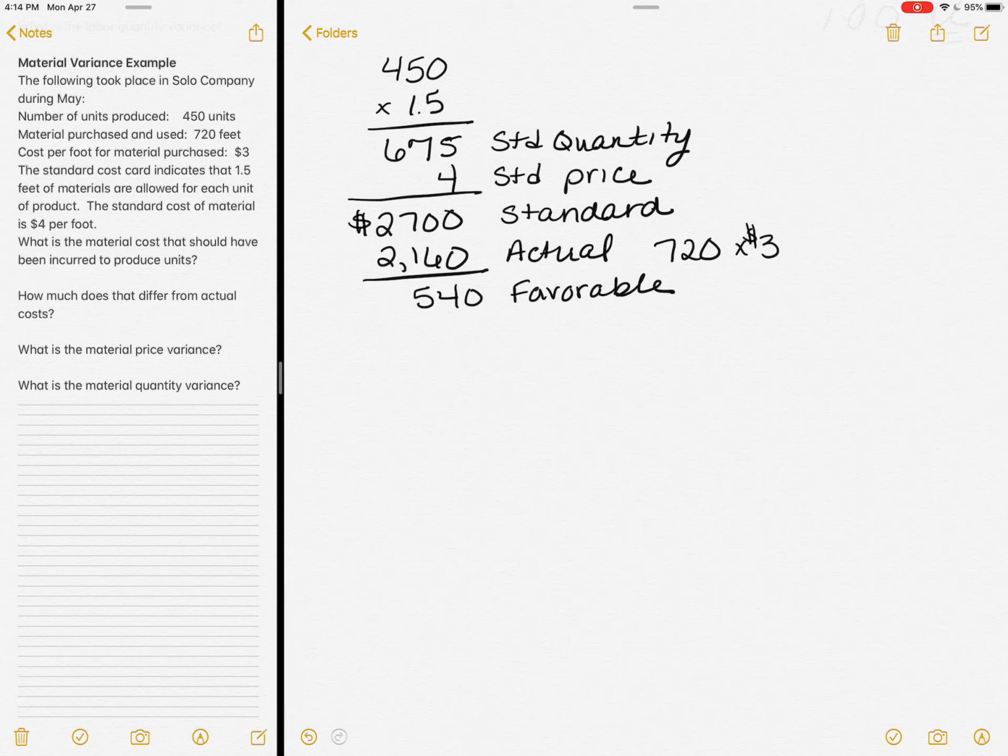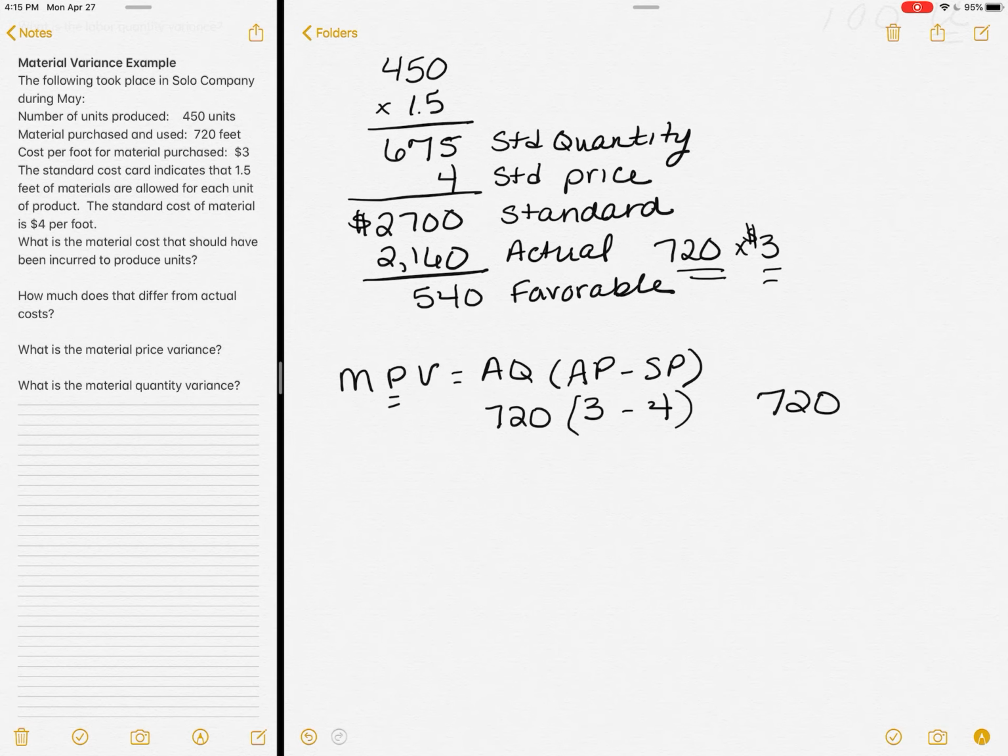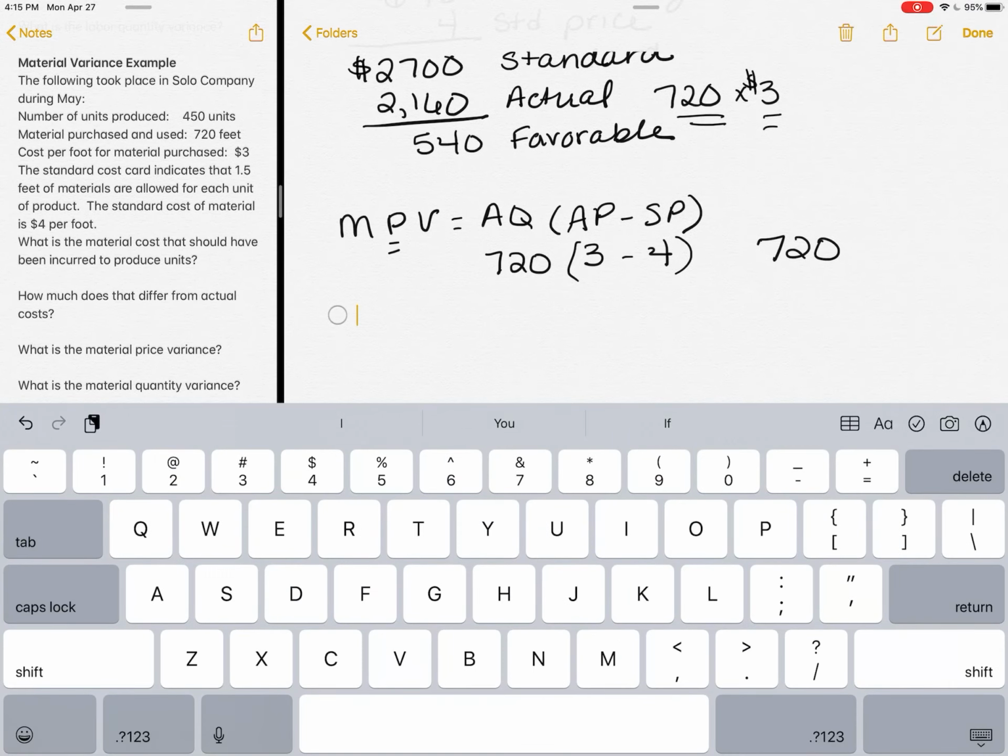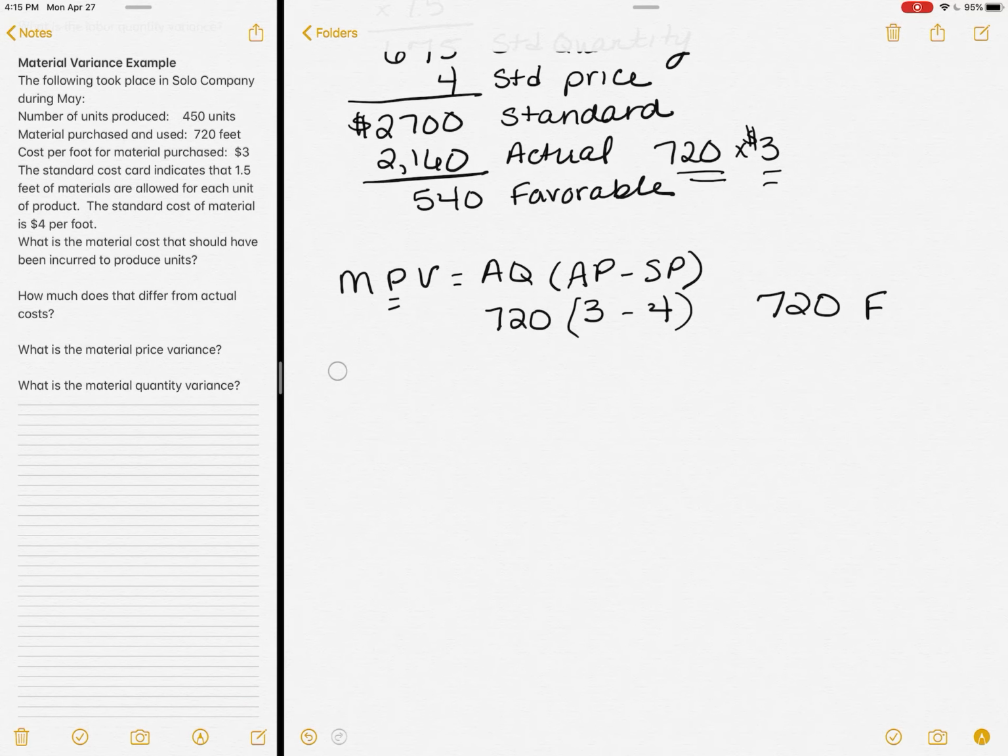But let's figure out where those differences are coming from. So I'm going to break that total variance apart to find my material price variance and my material quantity variance. Remember, for price, I'm comparing prices, so I take actual price minus my standard price, and I'm going to multiply that by my actual quantity. Now I have all of this information that's given to me. My actual quantity I used up here, that's 720. My actual price, $3. My standard price, $4. So my difference is 720. I paid less than I should have, so that is a favorable difference.